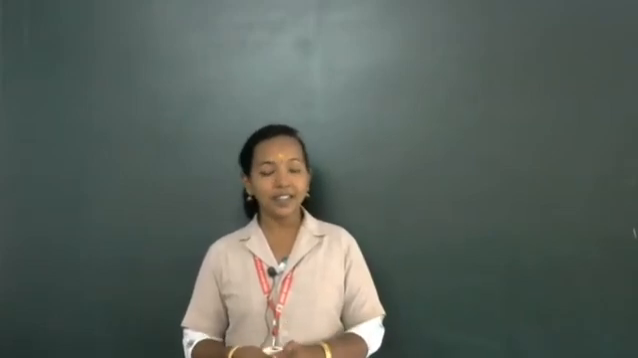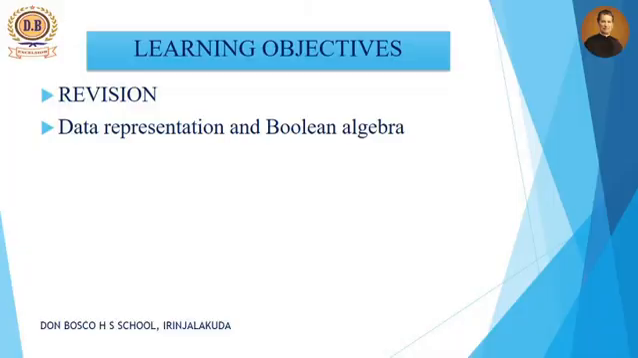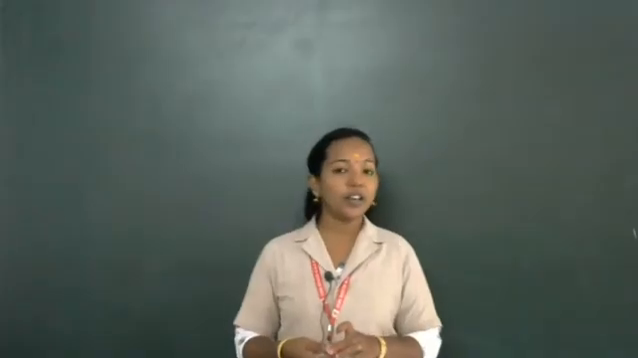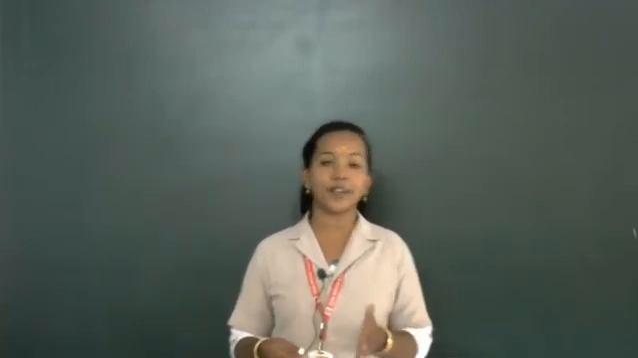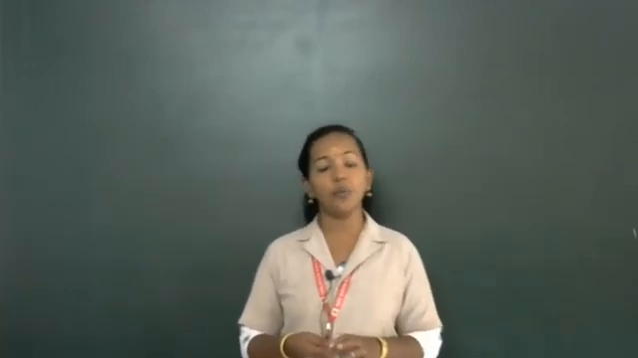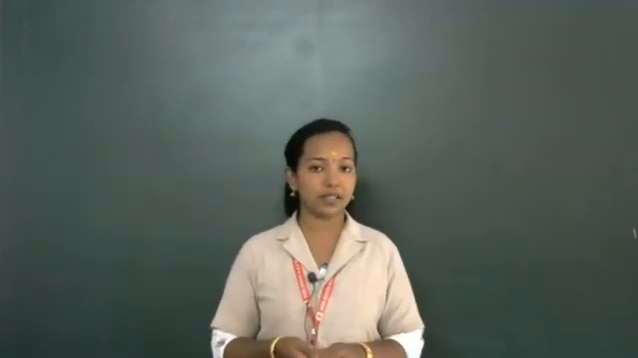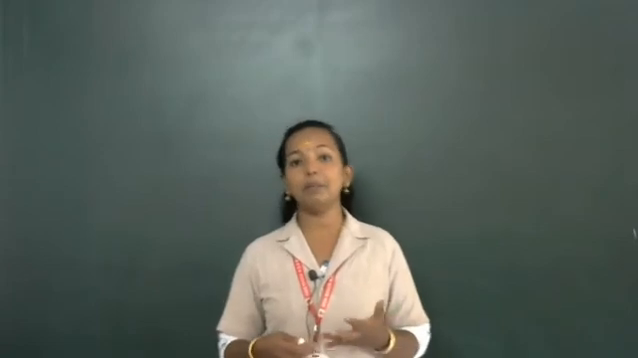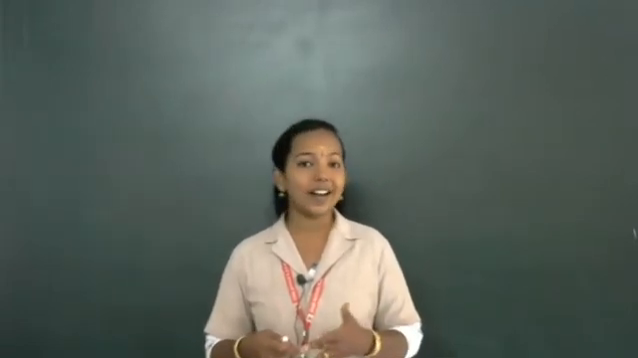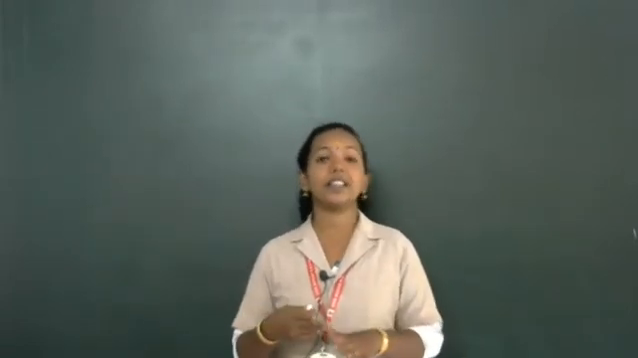Clear? Then in this video we are going to discuss that chapter again. That means we are going to revise the chapter, data representation and Boolean algebra. We already know that this chapter consists of two sections. The first section is data representation, how we are representing numbers. We already studied four types of number: binary number, octal number, hexadecimal number and decimal number.